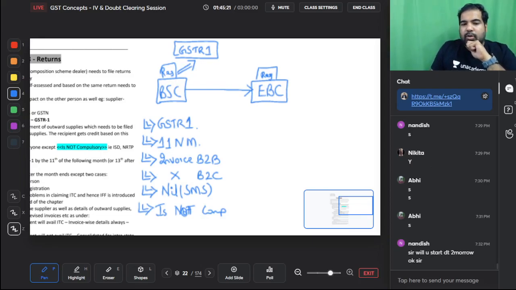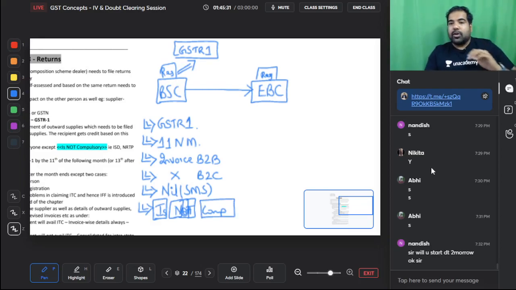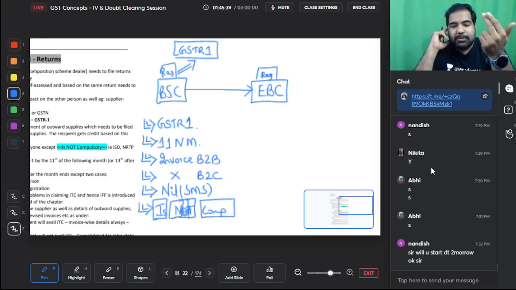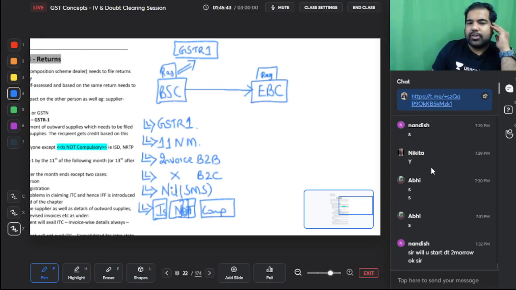What is the shortcut? One is input service distributor, non-resident taxable person, OIDR, TDS, TCS person, and composition scheme dealer does not have to file GSTR1. I am repeating, guys, the shortcut is not compulsory. Input service distributor, non-resident taxable person, OIDR, TDS, TCS person, and composition scheme guys don't have to file GSTR1. Why? They will file something else.